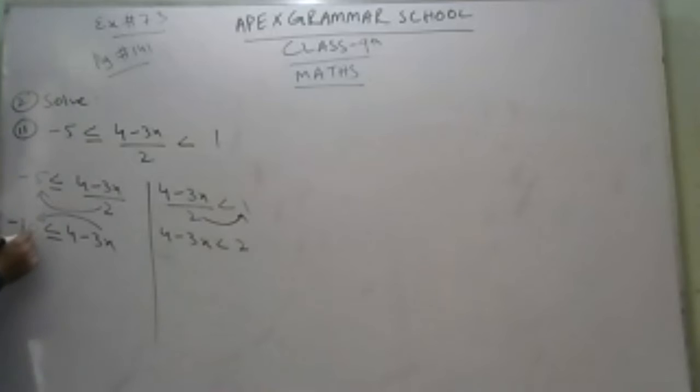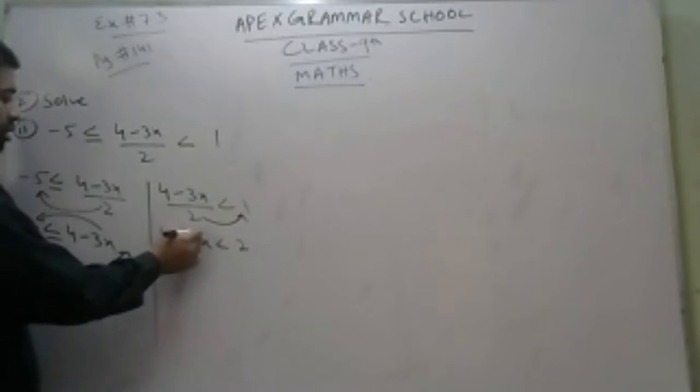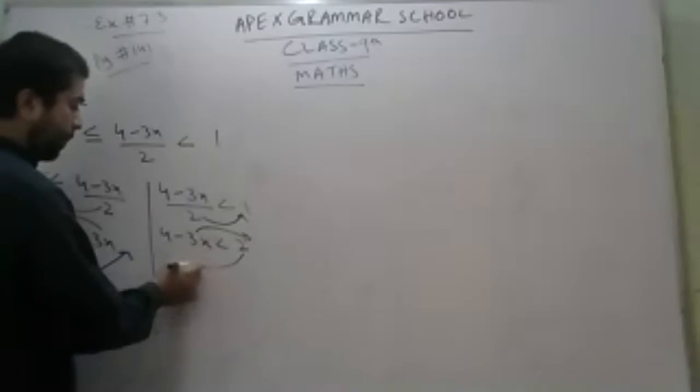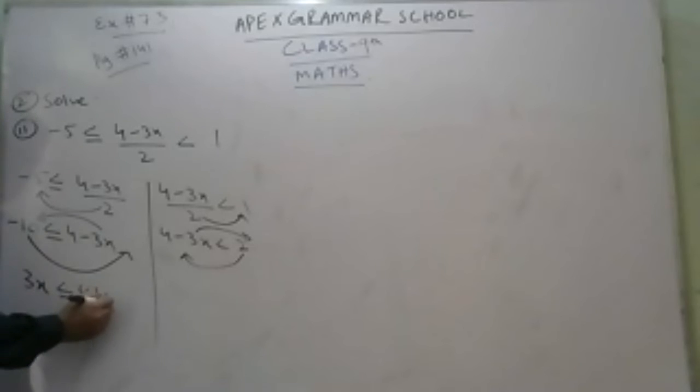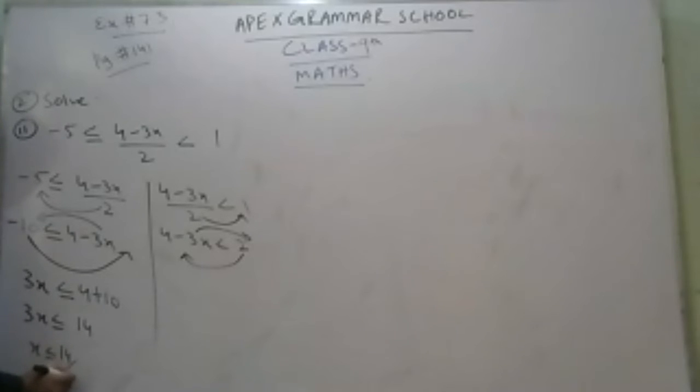You need to move it this way. This is the rule that you need to follow to make this sign positive if you want to get the proper answer. So this minus 3x will be here, plus 3x less than or equal to 4 plus 10. So 3x less than or equal to 4 plus 10, that is 14. 3 will be divided there. This is the proper answer.